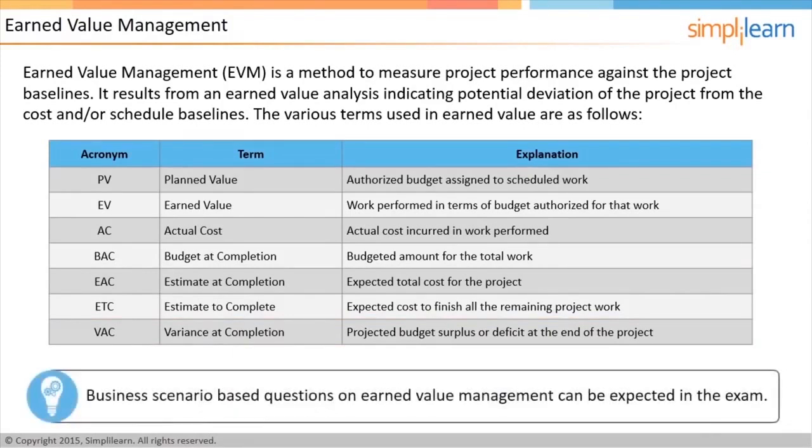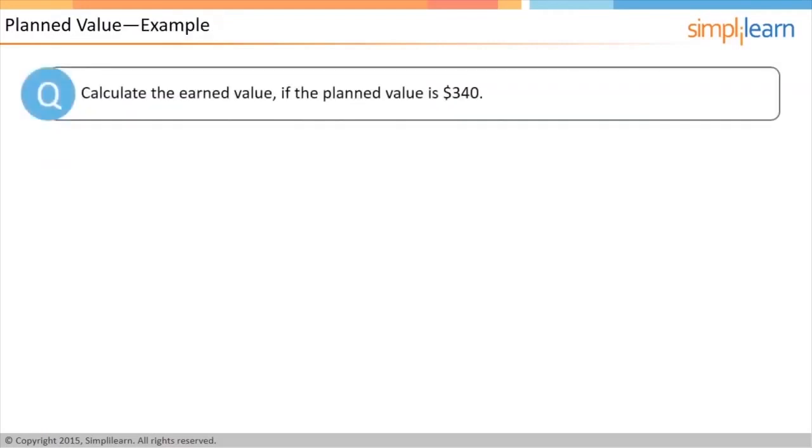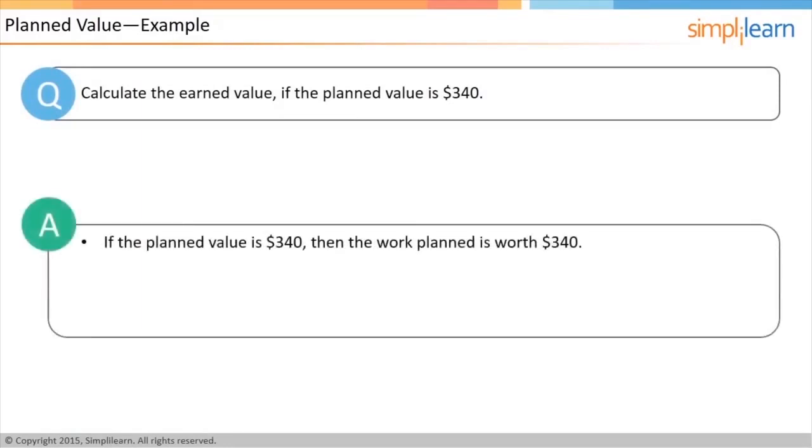You may come across business scenario-based questions on earned value management in the PMP exam, so ensure that you develop a clear understanding of this topic. Let us look at an example of a planned value in the next screen. Planned value is the estimated value of the work planned. This value is measured in terms of currency, say dollar. If the planned value is $340, then the work planned is worth $340.